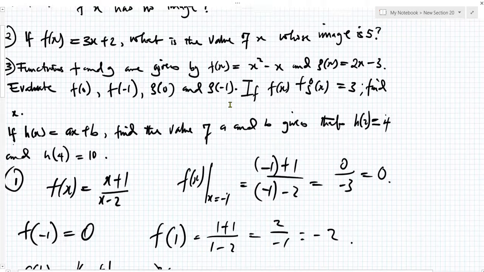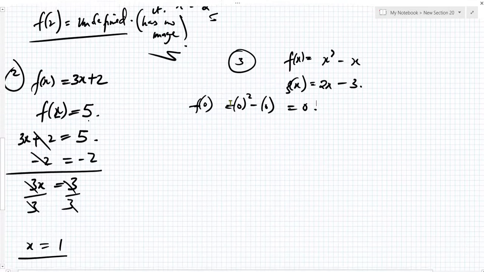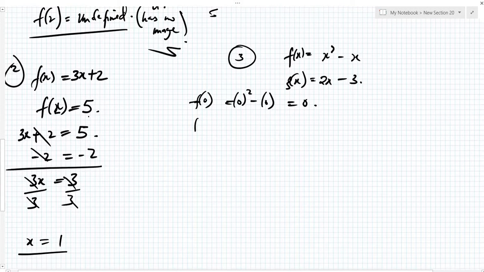Now we said we should find what again? f of minus 1. So wherever you see x, you substitute with minus 1. So minus 1 squared minus minus 1. Minus 1 squared is 1. So minus times minus 1 will give you plus 1, which is equal to 2.